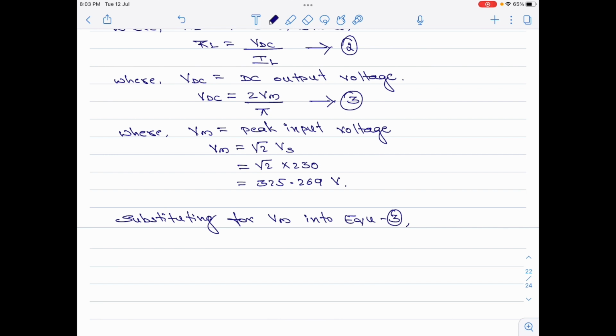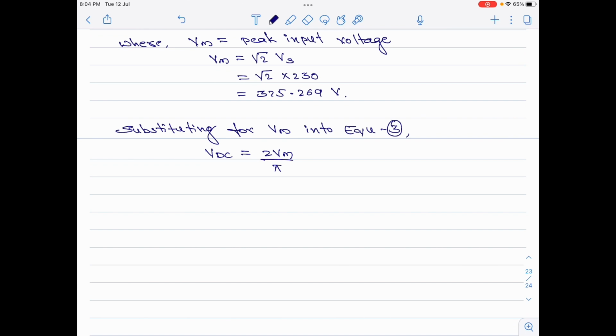Let me rewrite equation 3 once again here. I'll substitute the values. So this is 2 divided by pi multiplied by Vm, which is 325.269. Calculating this, we will obtain the answer for VDC as 207.0726 volts. This is the average or DC value of the output voltage.